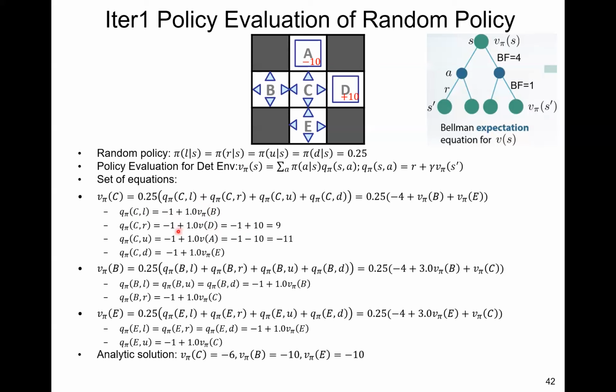So if you go right, you have -1 plus V pi D, which is plus 10. If you go up, you get -1 plus V pi A, which is -11. If you go down, you get -1 plus V pi E. So if you plug in these terms, you get this expression for V pi C.